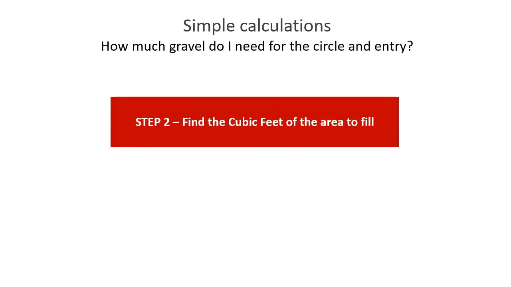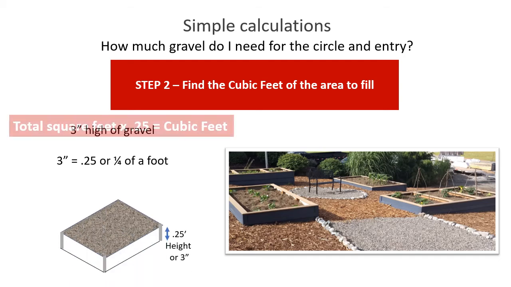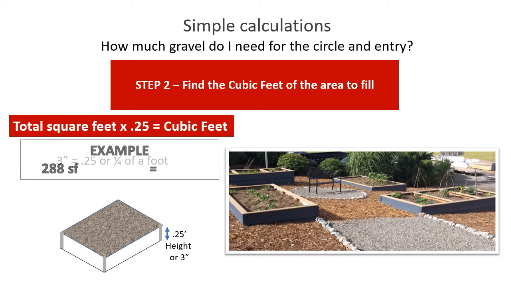To find the number of cubic feet you need of gravel, first decide how thick or how high you want it to be. We want our gravel to be 3 inches high. 3 inches is 0.25 or 1/4 of a foot. So we're going to multiply our total square feet times 0.25 to get our cubic feet. For example, 288 square feet times 0.25 is 72 cubic feet.